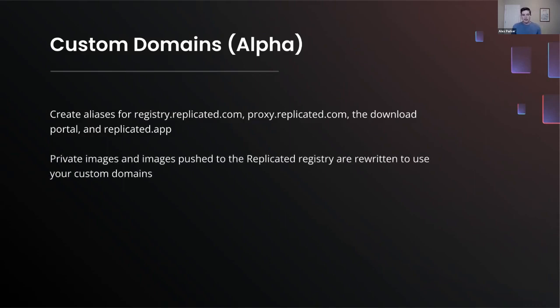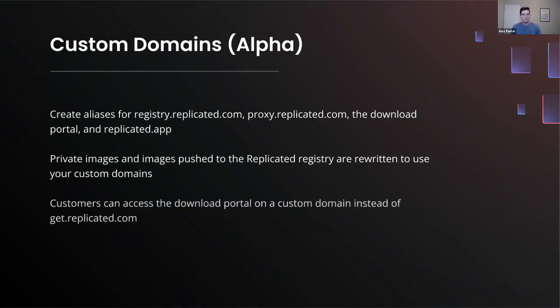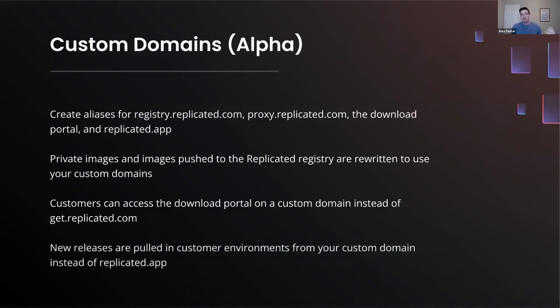So any private images or images that are pushed to the Replicated registry, we're going to rewrite those image names using your custom domains instead of the Replicated registry and proxy service domains that are typically used in the admin console. Your customers will be able to access the download portal on a custom domain of your choosing instead of get.replicated.com. And for replicated.app, any new releases are going to be pulled into that customer's environment from your custom domain instead of from replicated.app. So this is just an extension of our branding capabilities to help let you put your brand, your domains, in front of your customers.